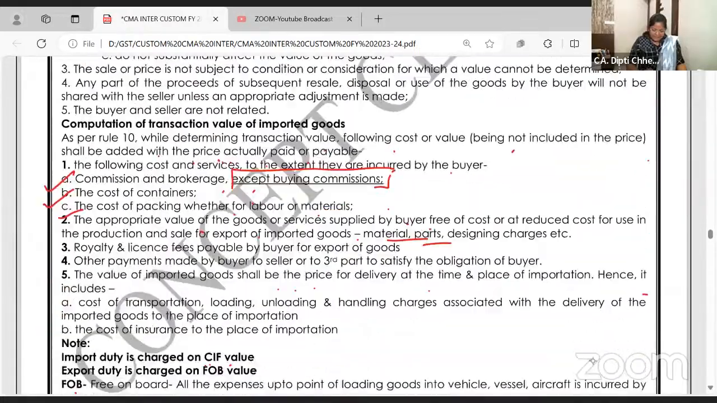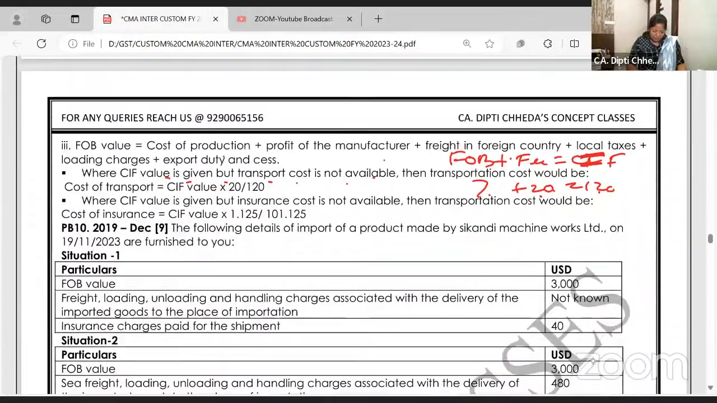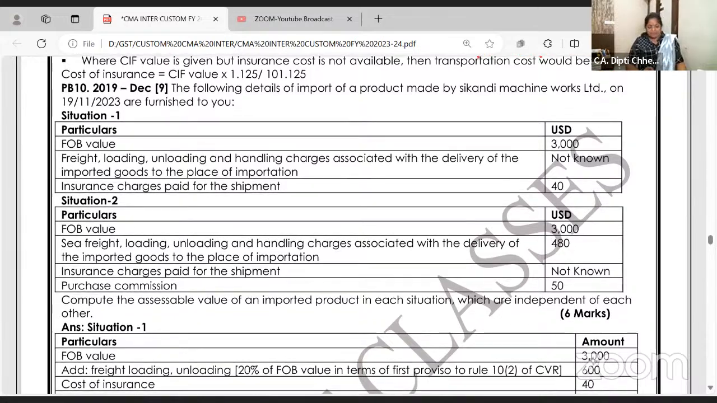Let us check the 10th one. 1 or 2 we can do in the note also. The 10th one is saying that FOB, CIF, if anything is missing, in all the ways they have asked. This is a scanner question for 6 months. December 2019 actual exam question. That time it was 6 marks. Now it will be 7 and 7 marks.